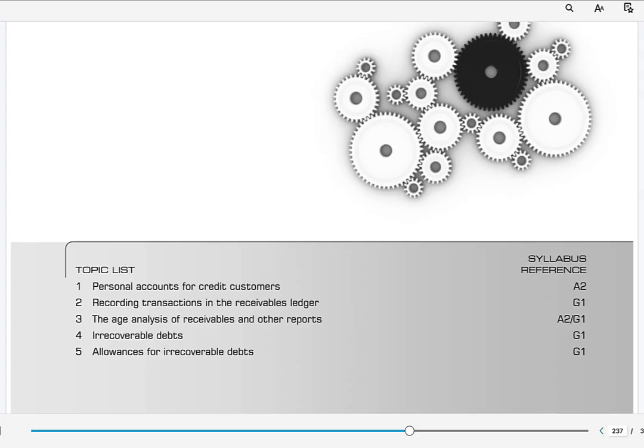Topic 5. Irrecoverable debts and allowances for irrecoverable debts. Finally, the chapter deals with the reality that some customers do not pay. So you will learn what irrecoverable debts mean, how to record an irrecoverable debt, and why businesses create an allowance for irrecoverable debts, meaning an estimated provision for likely future bad debts. This is a classic exam area because it tests both understanding and double entry.